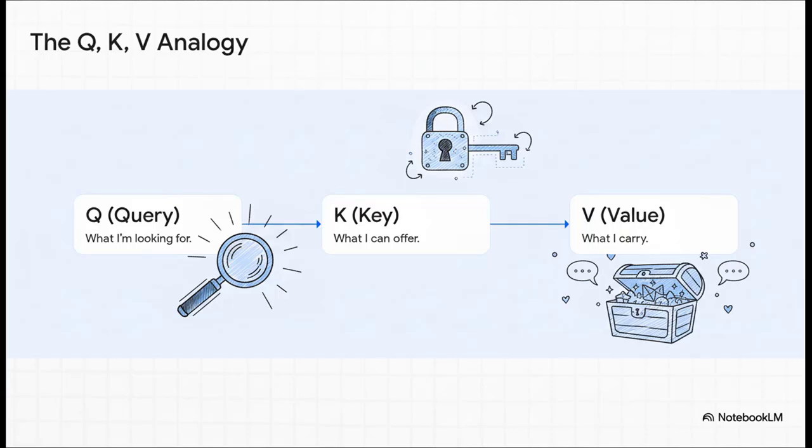So imagine one word sends out a query. It's basically asking a question like, okay, I'm a verb, who's doing the action here? Then all the other words present their key, which is like them advertising what they have to offer. A noun might say, hey, I'm a noun, I might be just what you're looking for. And once there's a good match between that query and a key, the relevant word provides its value, which is its actual meaning, its core information, back to the word that asked in the first place.